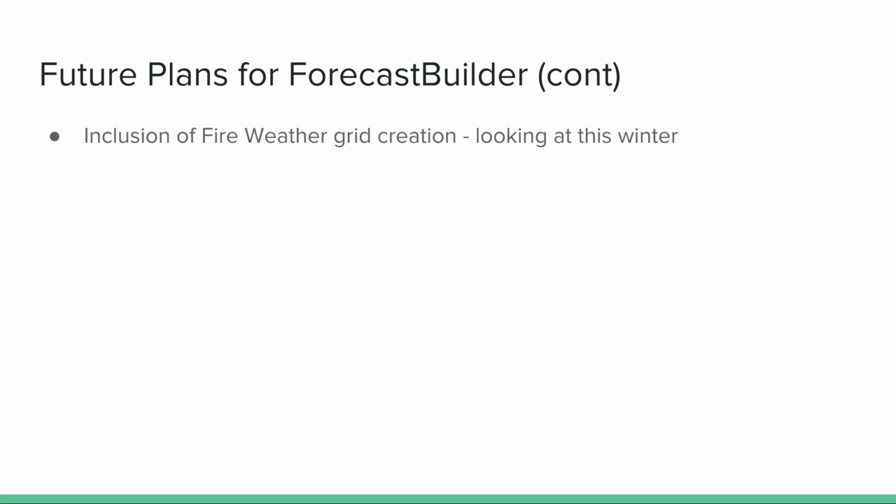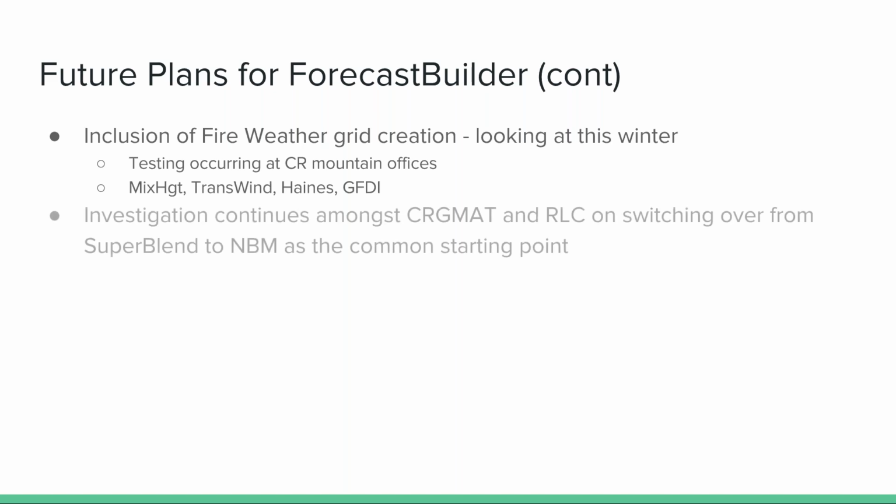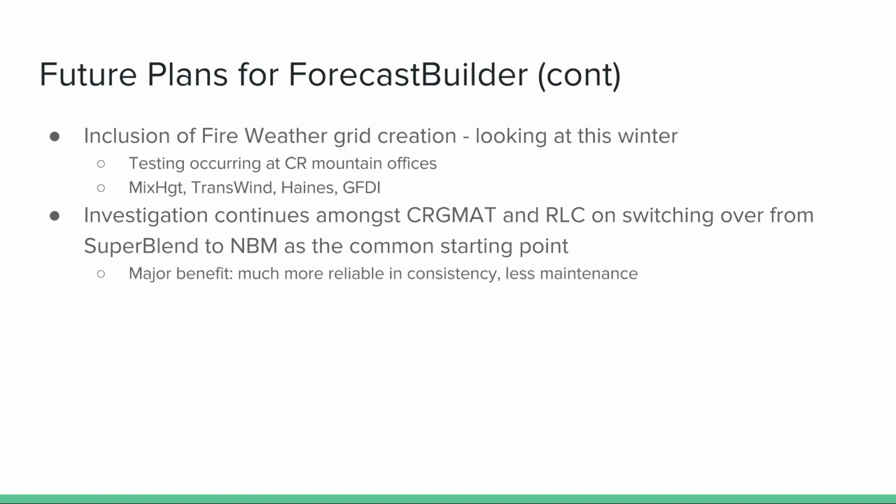A little bit more on future plans: fire weather grid creation is currently being tested out with the mountain sites. We're looking at this for this winter, elements like mix height, transport wind, and haze. As far as I know, there's been probably discussion upon this: when are we going to switch over to the National Blend? That's still under investigation, when we're going to switch over to make that the common starting point.